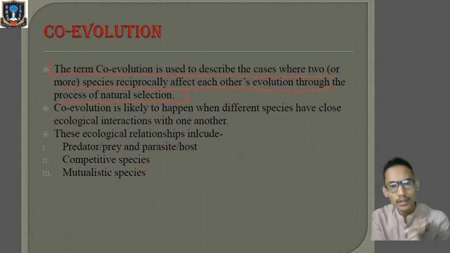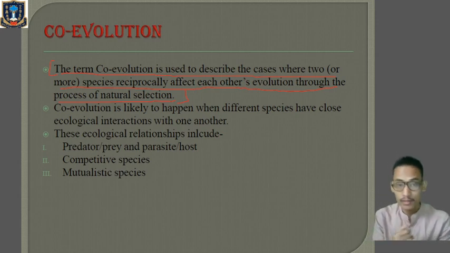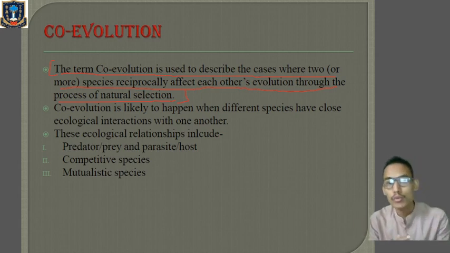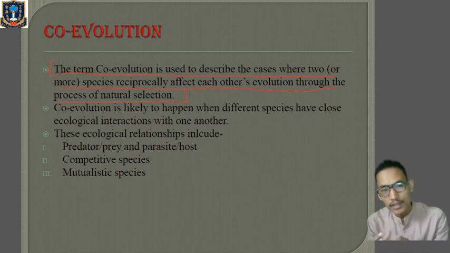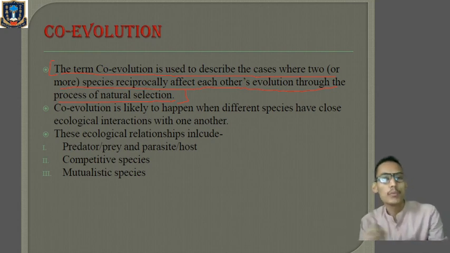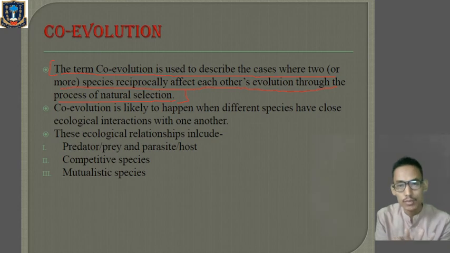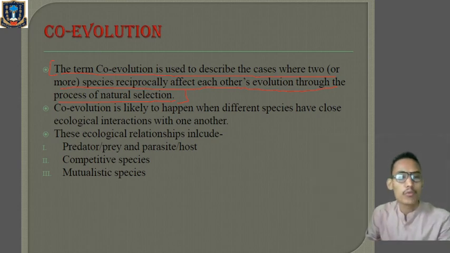Or we have conditions like competitive species, where the two organisms will compete with one another for food and space, or where the two organisms will live together in close association with each other, where both of them will be mutually benefited, which is called mutualistic species. So these are the types of interactions which will lead to the process of coevolution.